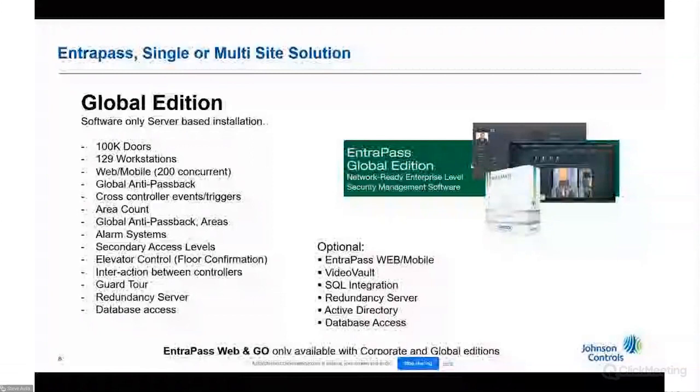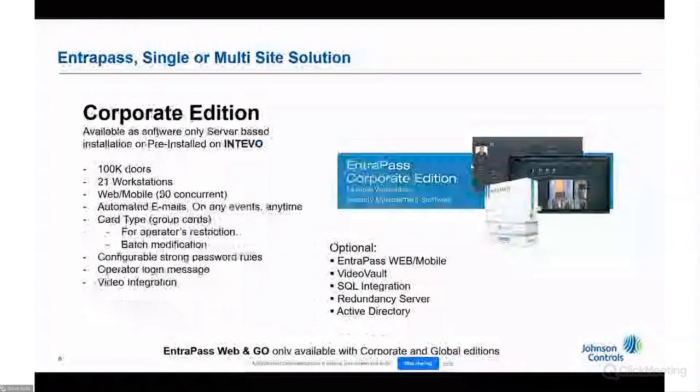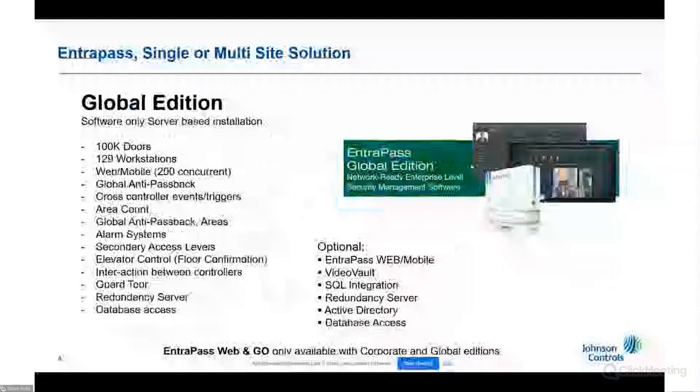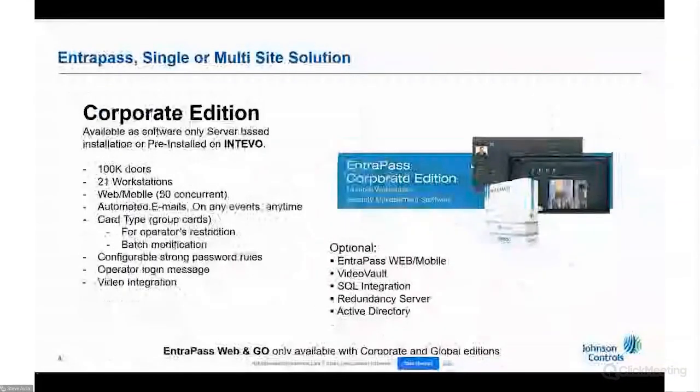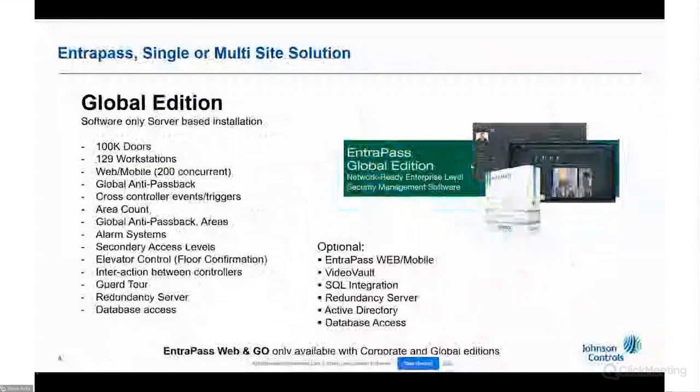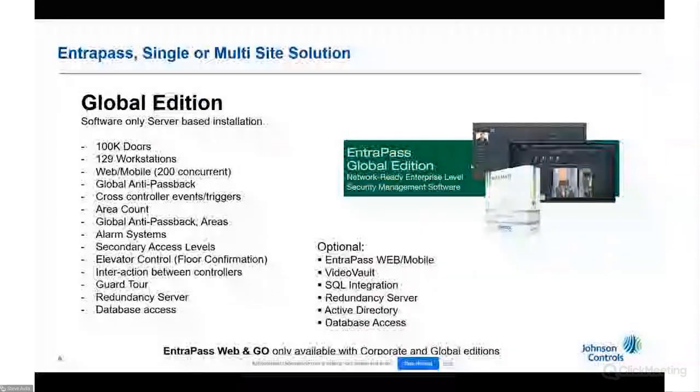Pretty much all the same features as the previous version, as I told you in a couple slides before. The only difference between global and corporate is the amount of workstations, of course. From 21 on corporate, you get 129 on global, and global anti-passback, area count and the Active Directory.